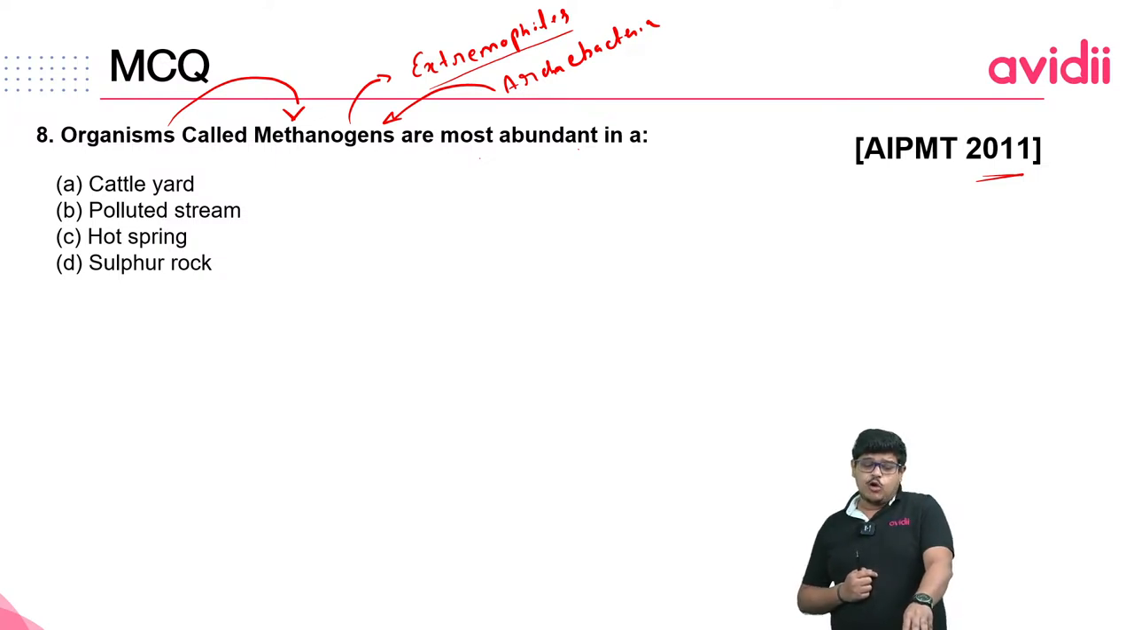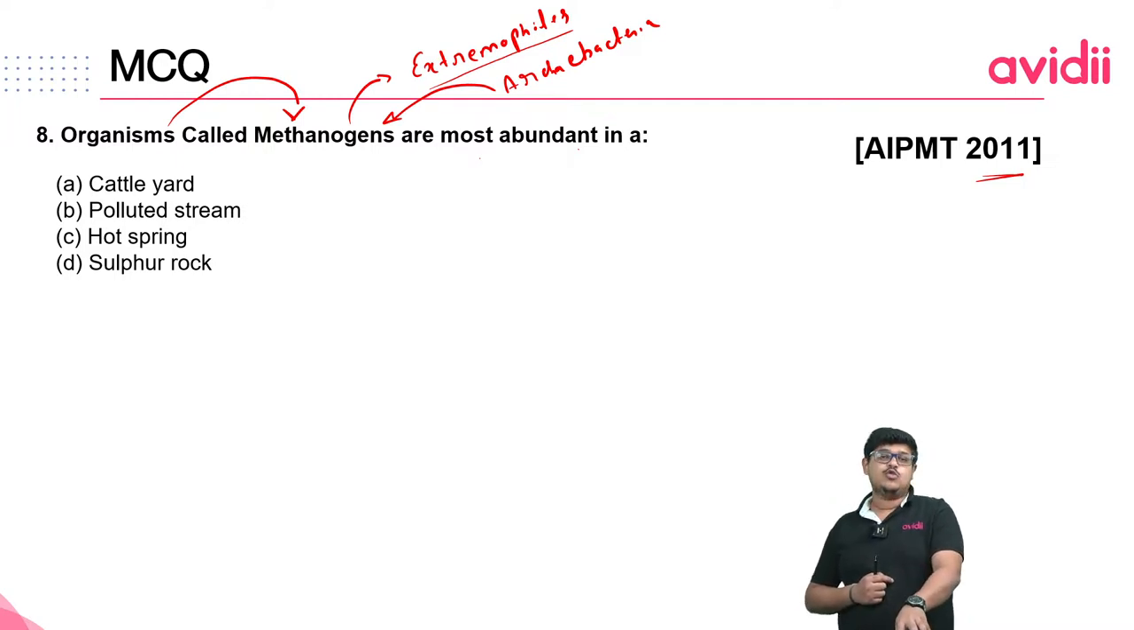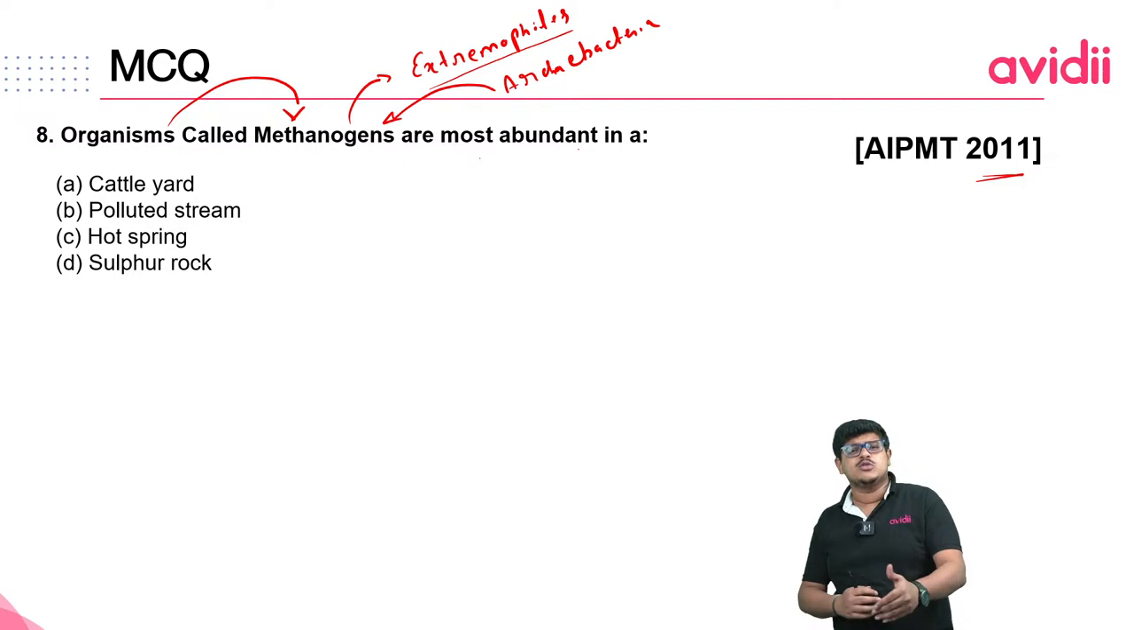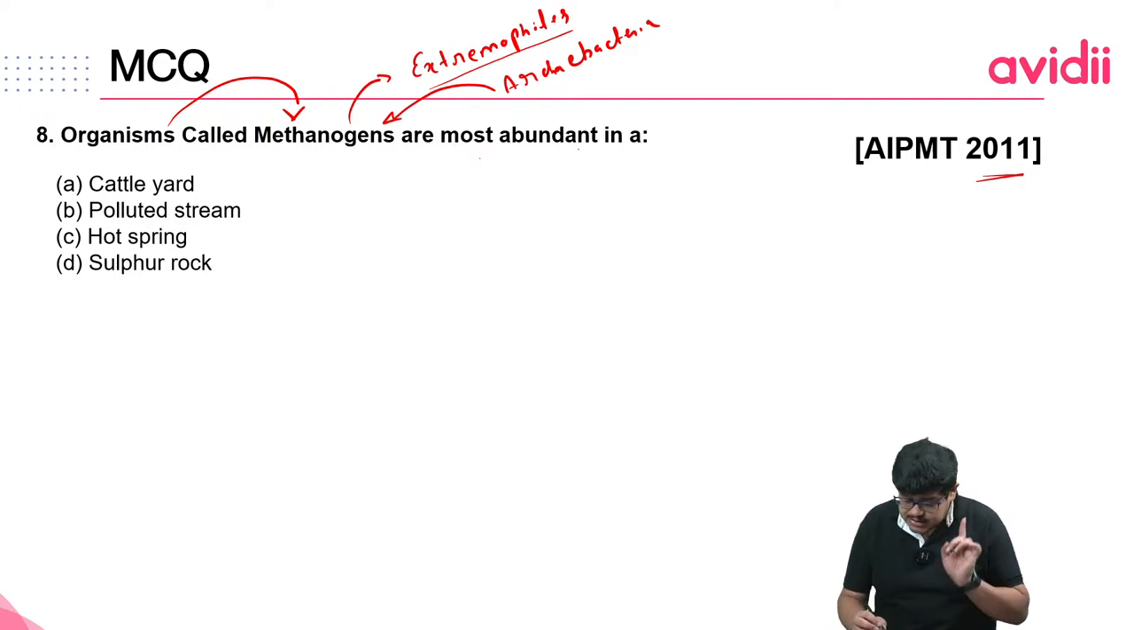Now, if you have gone through methanogens in the chapter on biological classification, the features of methanogens, then when you are studying archaebacteria, you must have gone through the production of methane gas, CH4, and H2S, hydrogen sulfide, from the cattle yard in a high amount, because cattle do produce a lot of methane gas. And the reason behind that is the food habit of the cattle.